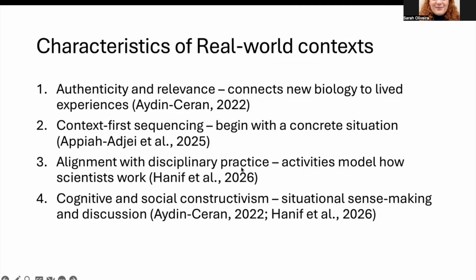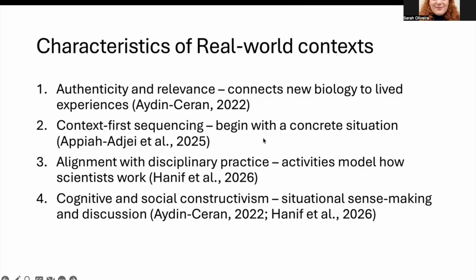Characteristics of real world contexts, authenticity and relevance, very straightforward there. They're authentic, and they connect new biology to lived experiences. So whether you're listening to your students' lived experiences and trying to explain the biology of that, or whether you are looking at the news yourselves and then incorporating that into the classroom and the way you teach, it's really your decision.